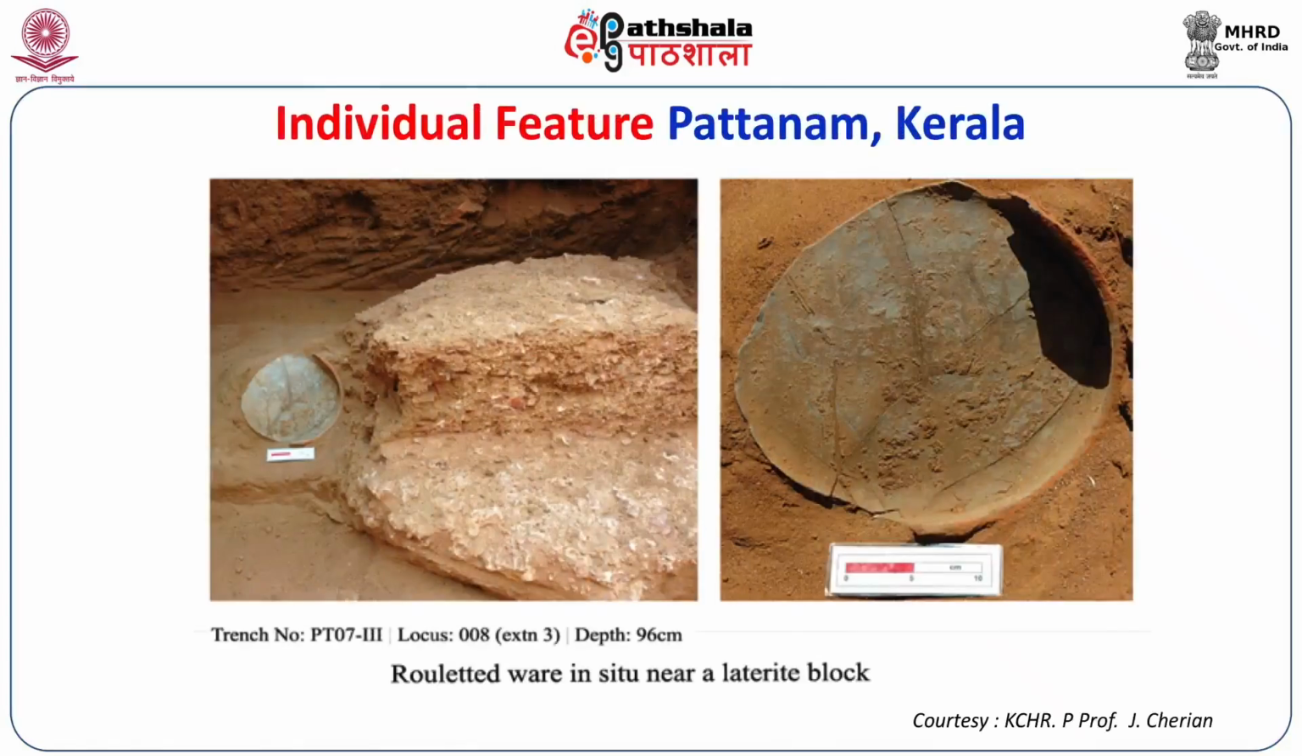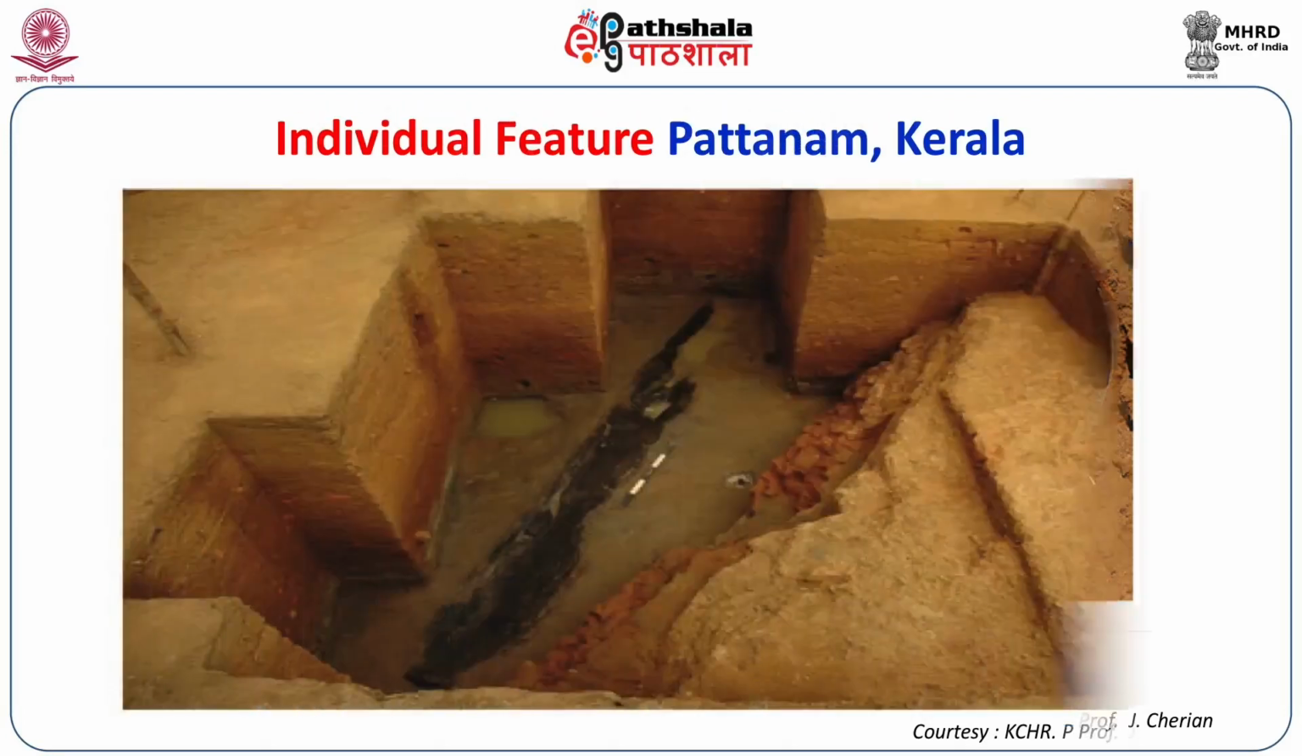And this is another feature from the site of Pattanam. Here you see a rouletted ware plate near a huge laterite rock. These kinds of features are called features or a kind of individual unit that is excavated and documented. So after documenting this kind of feature, we have to deduce what kind of activities would have resulted in such an individual feature or other kinds of material evidence.